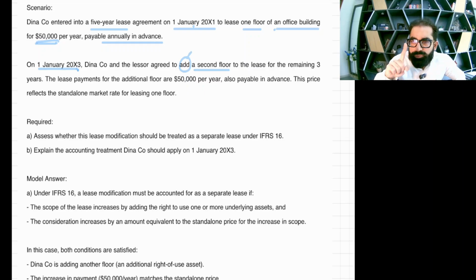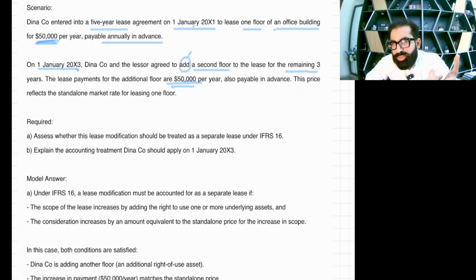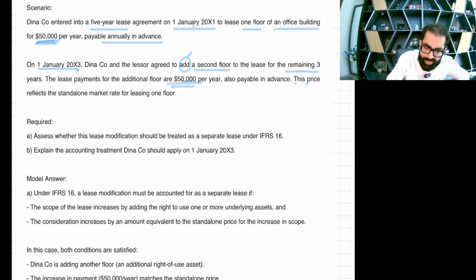a second floor. Okay, so there is an addition. One condition is that it is added to the lease for the remaining 3 years. The lease payment for the additional floor is 50,000. See, initially we were paying 50, now we'll pay an additional 50. So the consideration looks like a market price, and this price reflects the standalone market rate for leasing one floor. Exactly, it's perfect. So in this paragraph both conditions are met.